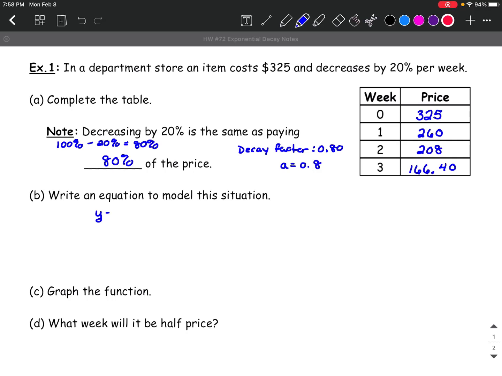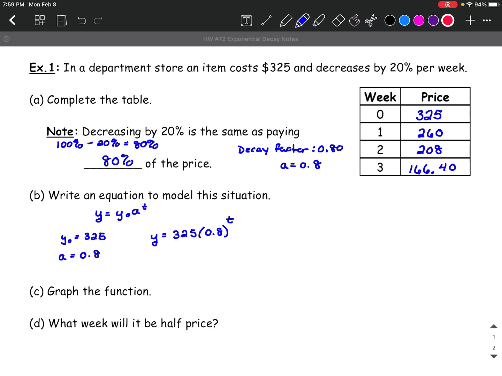Well, it's exponential, so it's y equals y naught a to the t or the x, whichever you prefer. We know that our initial price of the item was $325. And in part A, we discovered that our decay factor was 0.8. That means that our equation is going to be y equals 325 times 0.8 raised to the t. Now it's okay if you use an x.